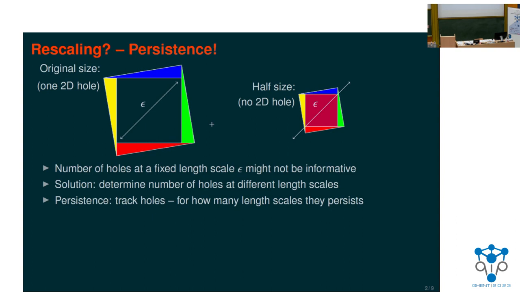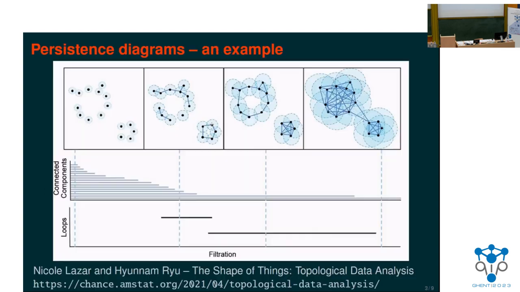And if you have a persistence diagram, which I will show you soon, then rescaling of the original object is just a shift of this diagram, so it really is largely invariant under such scalings. So here is an example of a persistence diagram. You have your data points. Initially, if you just consider a small region, then they are all disconnected.